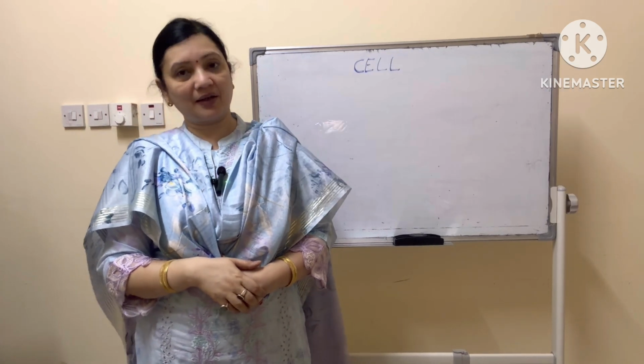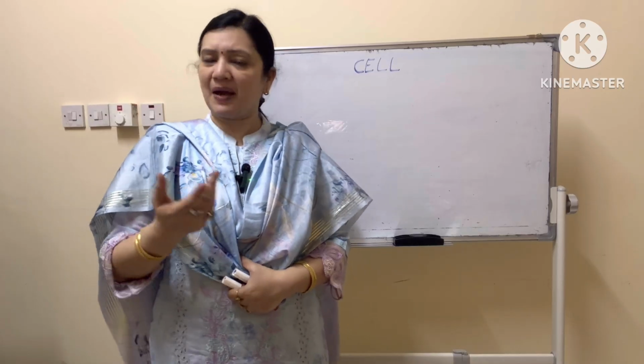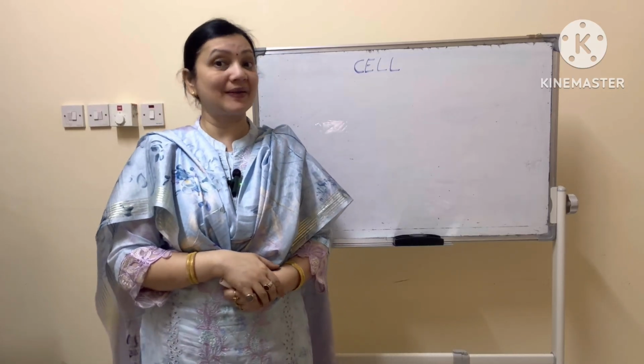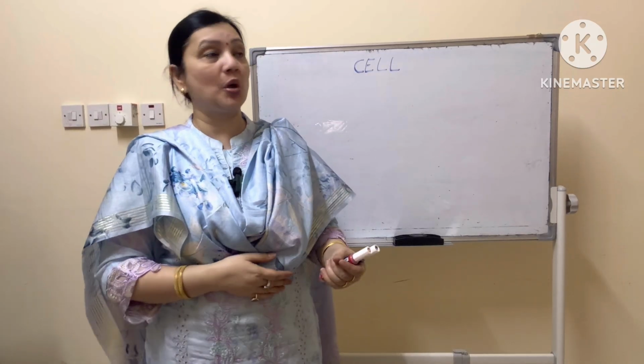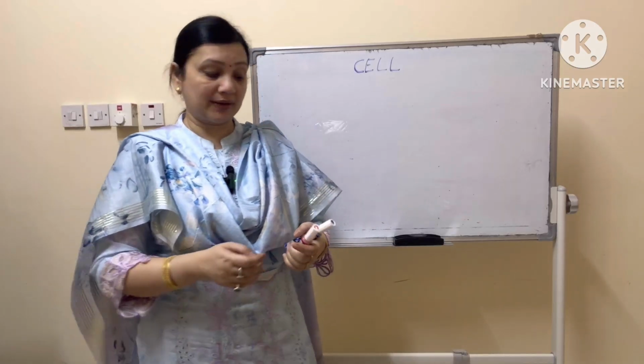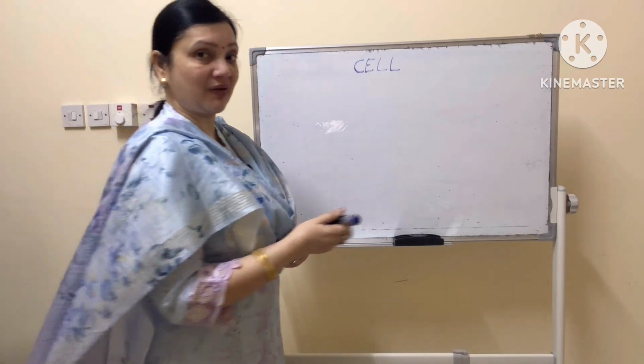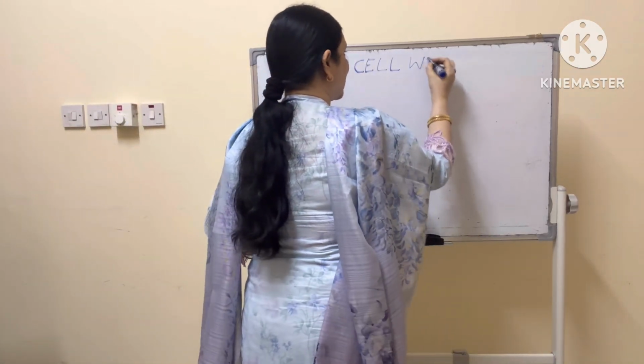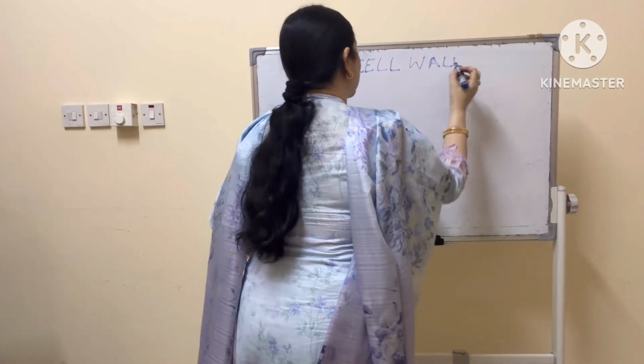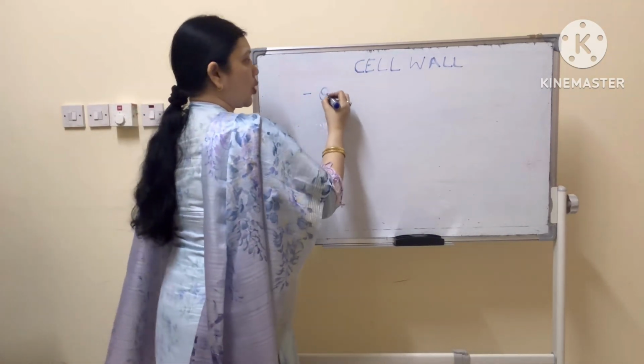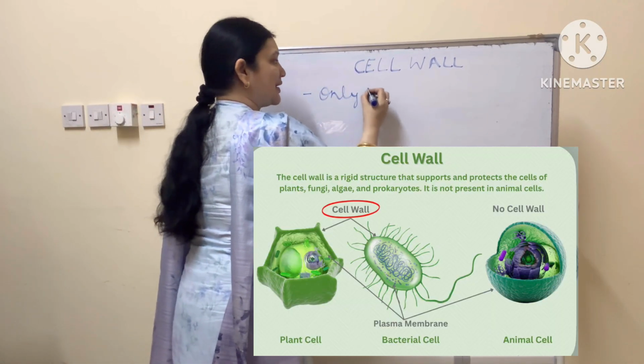Ready to study? In the previous video, we studied cell parts, especially cell membrane, osmosis and diffusion. In this video, we will be studying more about the cell, and today the first topic which we are going to take up is cell wall. This cell wall is found only in plant cells.